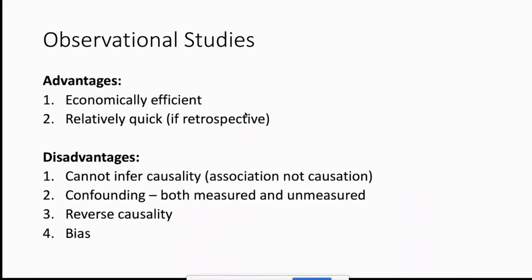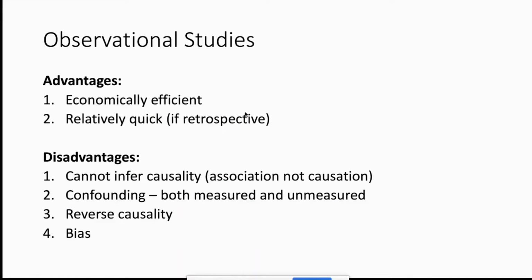So to summarize the advantages and disadvantages of observational studies. First, the advantages: they're economically quite efficient because a lot of the data can already be captured in databases that we can access quickly and with very little cost involved. And they can be done quickly, particularly if they're retrospective in nature and the exposure and the outcome have already taken place. However, the disadvantage is that we can't infer causality using observational studies alone.